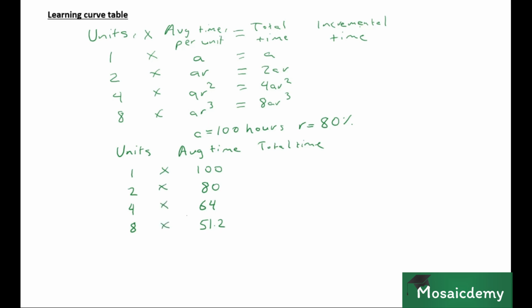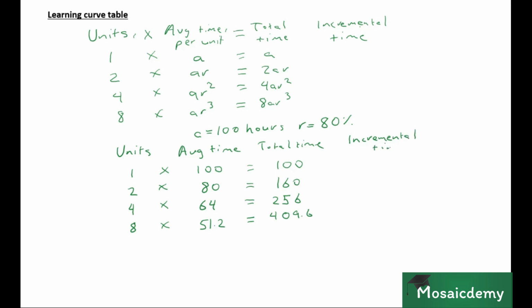So 1 into 100 becomes 100. 2 into 80 becomes 160. 4 into 64 becomes 256. 8 into 51.2, you can use your calculator, should be 409.6. And now we can also show how to fill out the incremental time column.